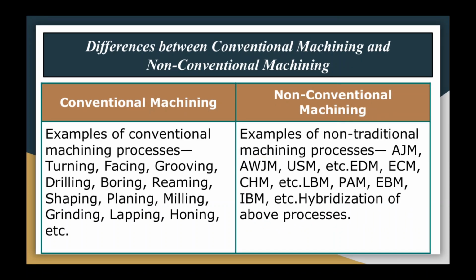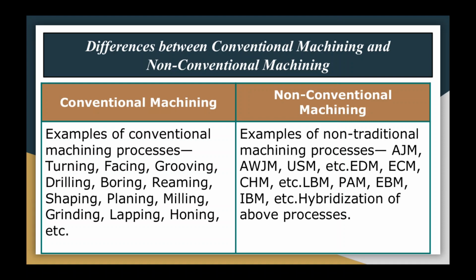Now, examples of conventional machining processes are turning, facing, grooving, drilling, boring, reaming, then shaping, planing, milling, grinding also, and honing also. These are the examples of conventional machining.